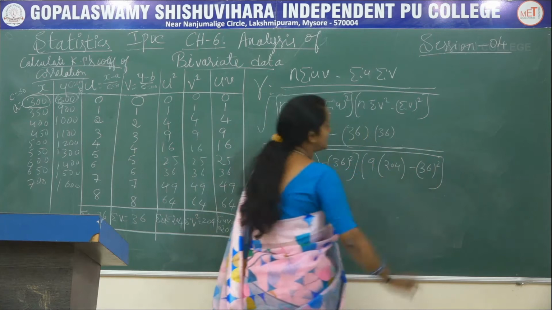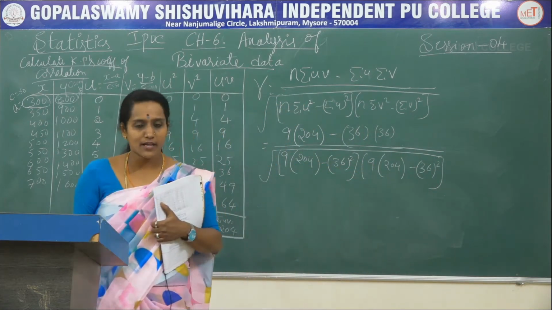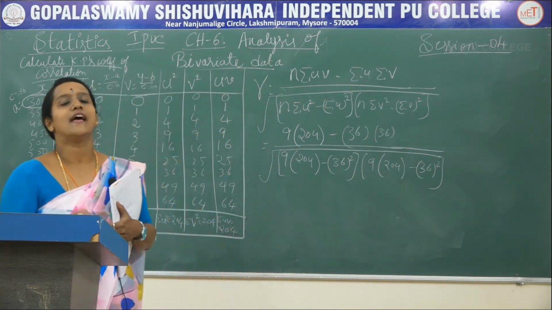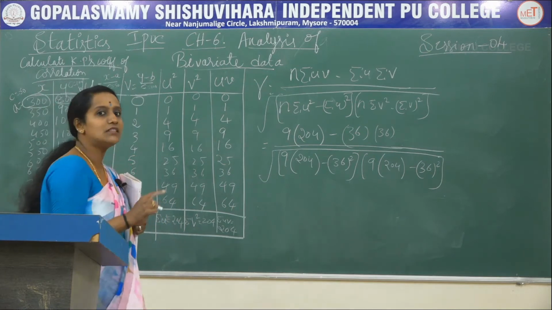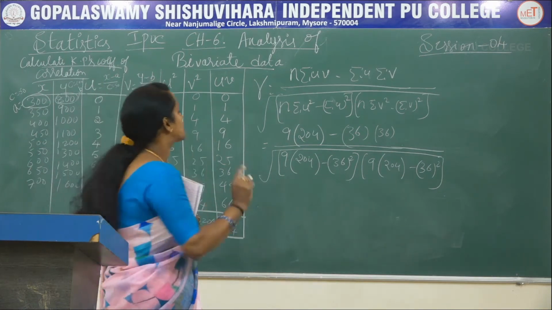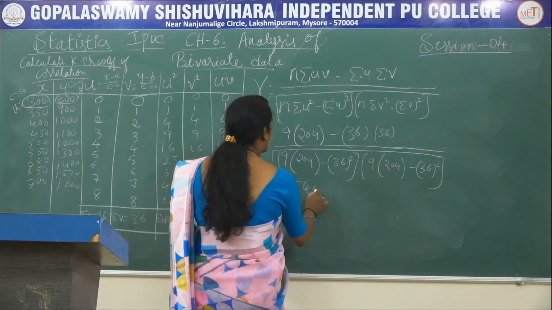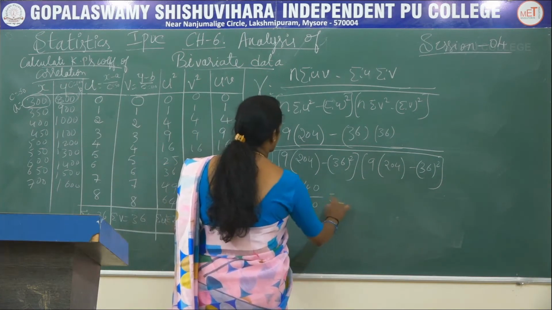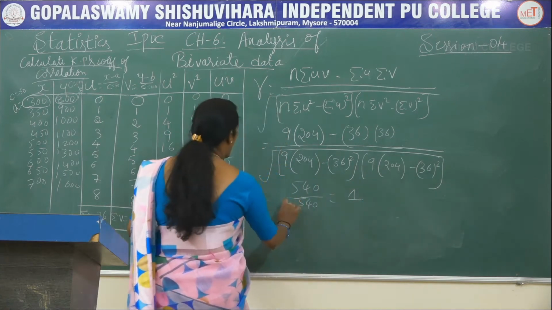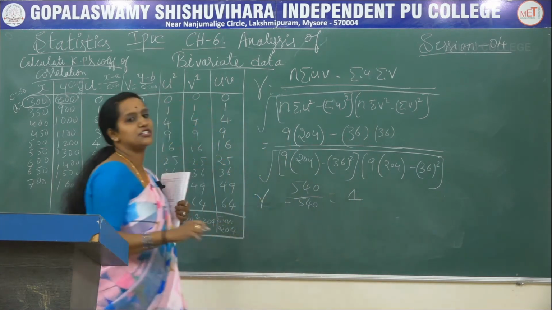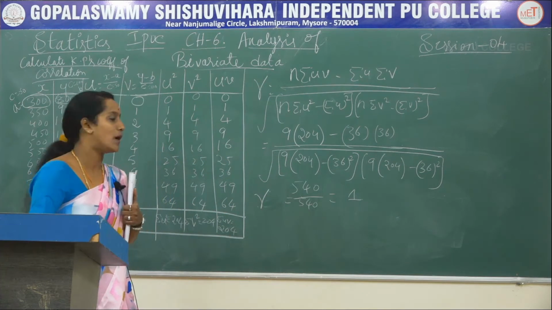The procedure will be the same. First you have to square that, take the product, then you have to go for the multiplication. At last you have to take the square root. So after simplification, the value is 540 divided by 540. This is equal to 1. So our correlation coefficient is 1, exactly 1.